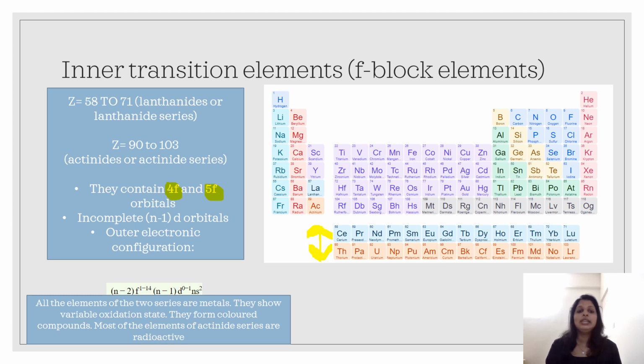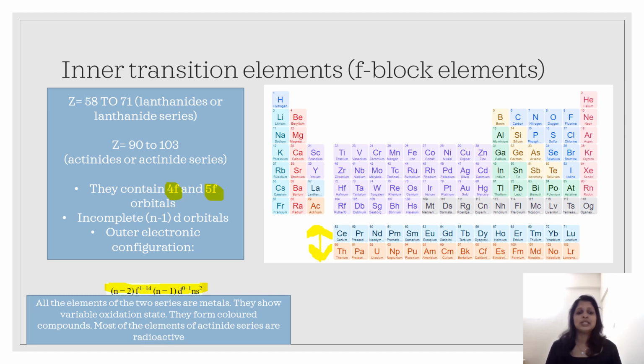They have also got incomplete (n-1)d orbitals present there. And the outermost electronic configuration should be this: (n-2)f1 to 14, (n-1)d0 to 1, ns2. That is the outermost general electronic configuration for an F block element.